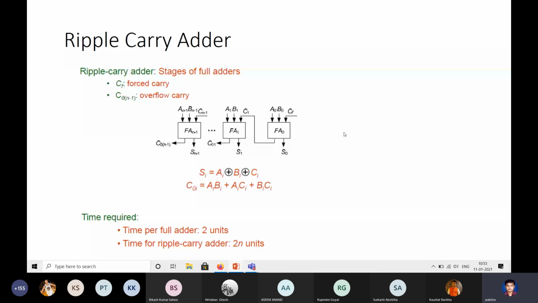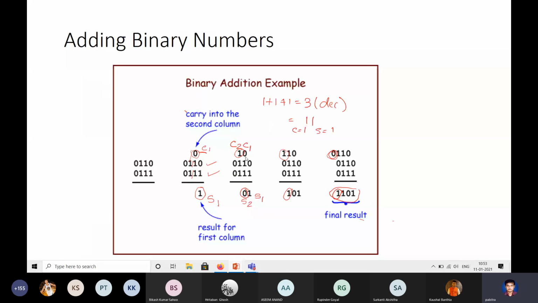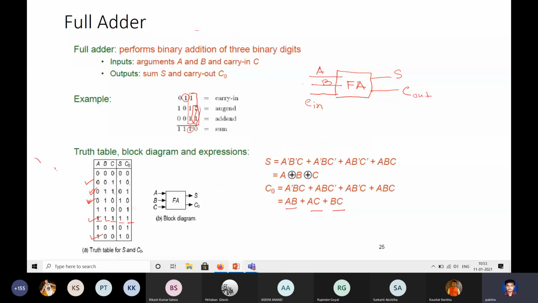Okay, so this is what I do. Let's see. For the input, the rightmost column also has a full adder. Its carry is maybe permanently set to 0. In fact, I could have replaced it by a half adder.